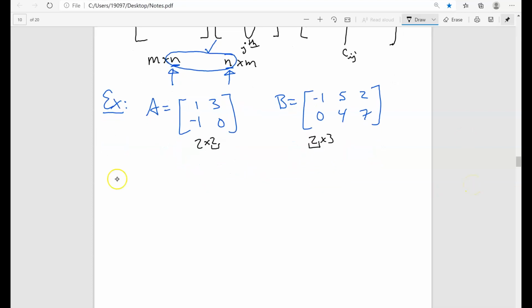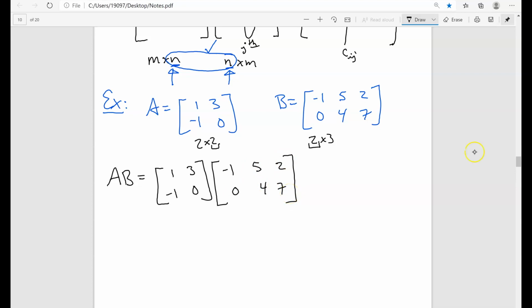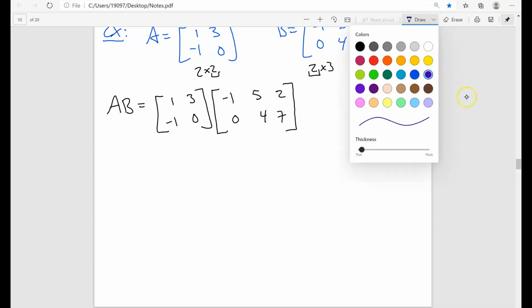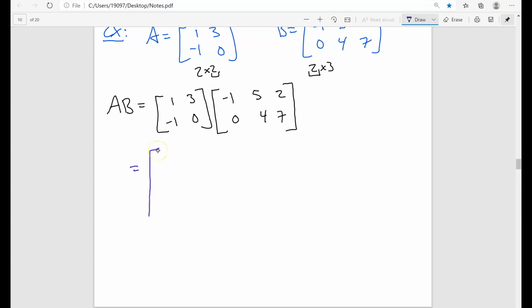Okay, so the way that we're going to do this, we're going to do A times B. So you're going to take 1, negative 1, 3, 0, and multiply this by negative 1, 5, 2, 0, 4, 7. All right, and this is how matrix multiplication is going to work. You're going to go each row and then each column. So first, let me make a big matrix here. You're going to take this row and multiply it by the first column.